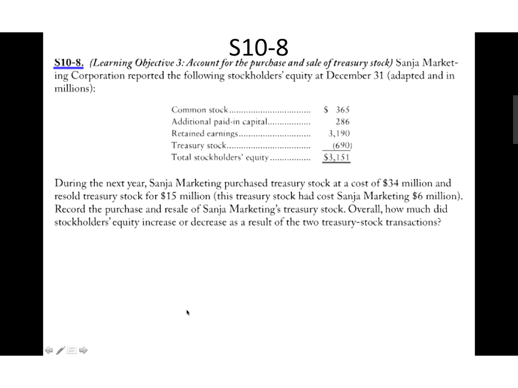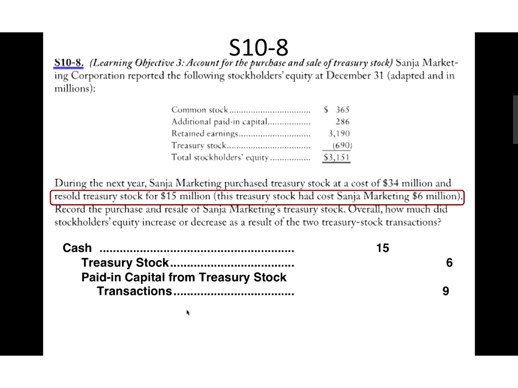Okay, next up in this problem, we resold the treasury stock for $15 million, and the problem tells us this treasury stock had cost them $6 million. So we're reselling it for $15 million. First thing I know, if I'm selling treasury stock, someone's giving me cash, so I'm getting cash of $15 million. Cash is going to be debited. I want to reduce my treasury stock by its cost.